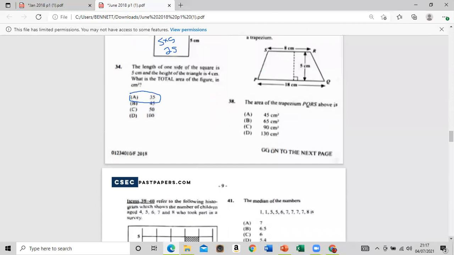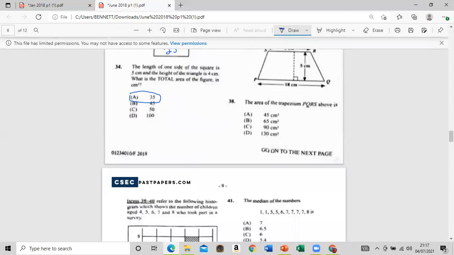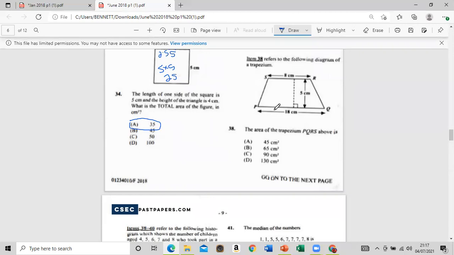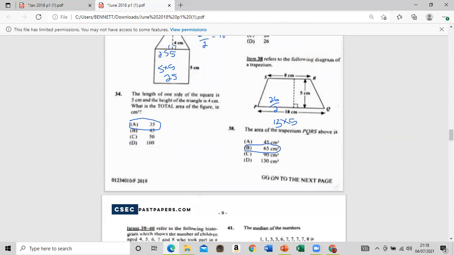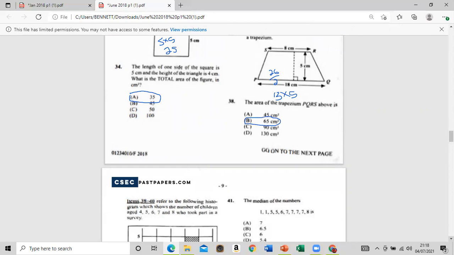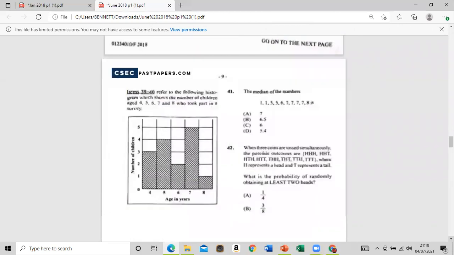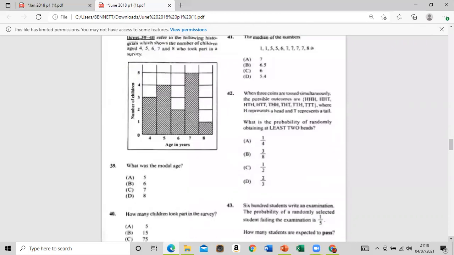The area of a trapezium PQRS is, guys, by the time I read it, you're supposed to get an answer. So it would be 8 plus 18 gives us 26. Divide that by 2, so it's 13. The answer is 13 times 5. I did this on my channel already. So that gives me 65. Alright, so 38, that's done. I mean, you see this already, you know.